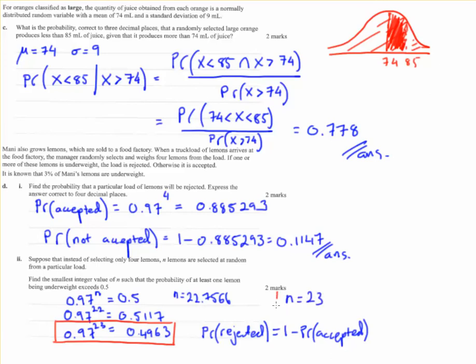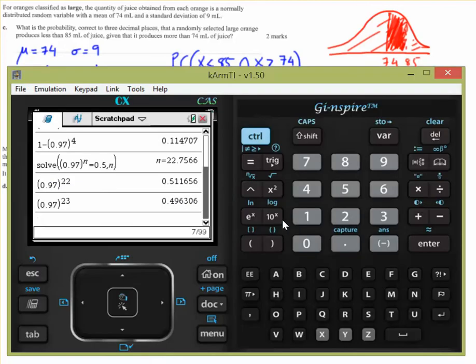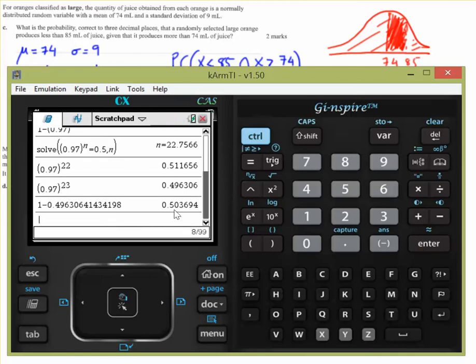We have to take 23 lemons such that the probability of at least one lemon being underweight exceeds 0.5. Let's work that out. What is that complement? It's 0.4963 taken from 1. There we are. That's the value that just exceeds 0.5.